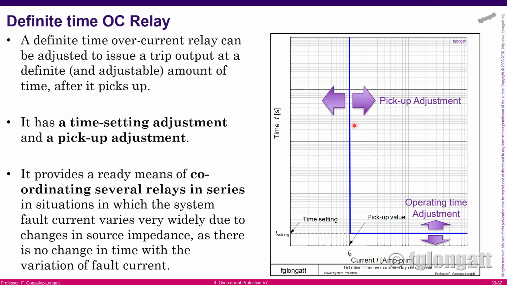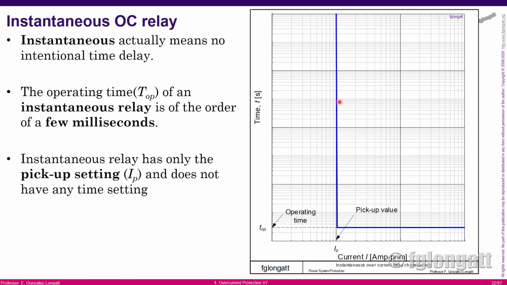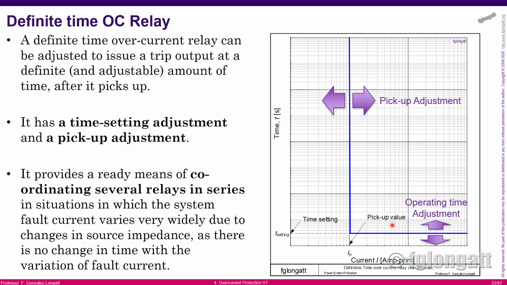In the definite time overcurrent relay, we have controls on the time settings, and we have control on the current settings. We call this the pickup current or current dial, and we call this the time dial. Okay, that is what I'm trying to explain here regarding the instantaneous. Instantaneous, there are no settings for the time. But in the definite time overcurrent relay, it's very simple. We have adjustment for currents and for time.